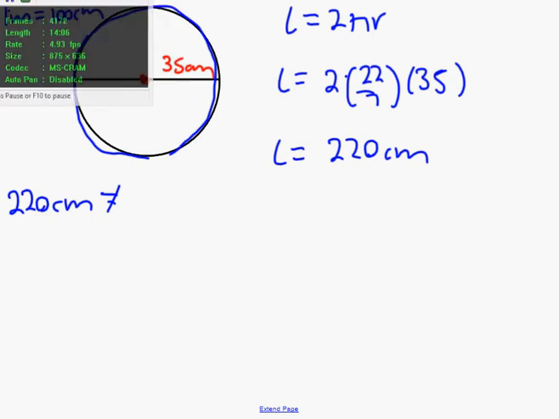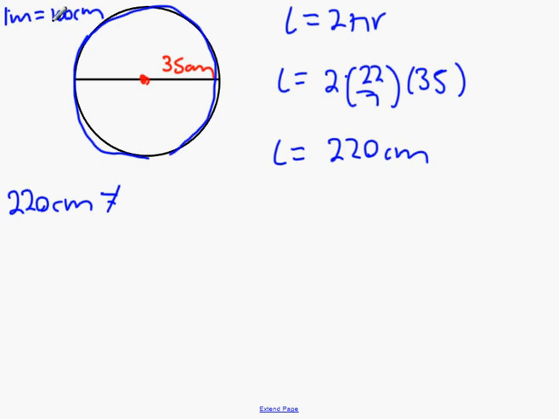First of all, we're going to divide. Remember, to turn centimeters into meters, divide by 100. To turn meters into centimeters, multiply by 100. Okay? So how do you divide 220 by 100, and what do we get? 2.2. So the circumference of our wheel is 2.2 meters.